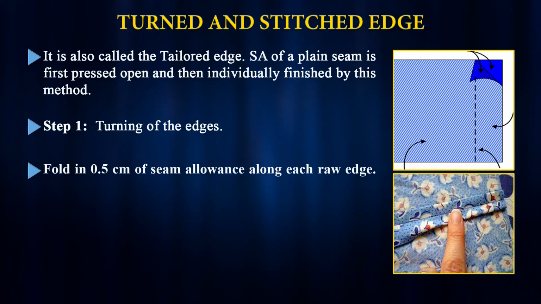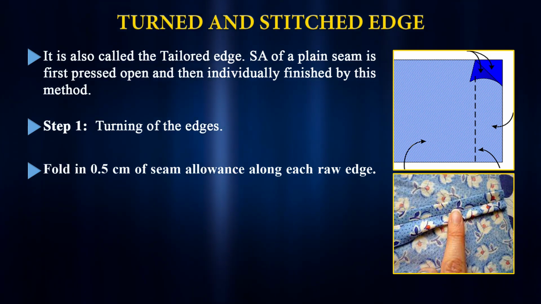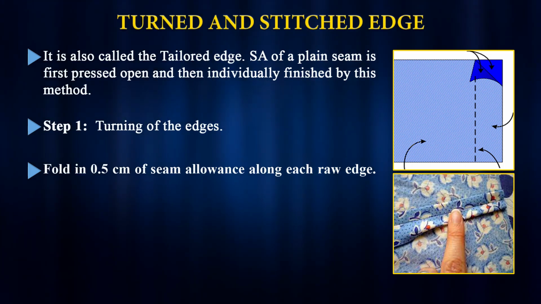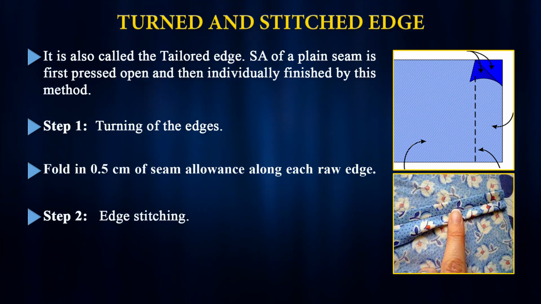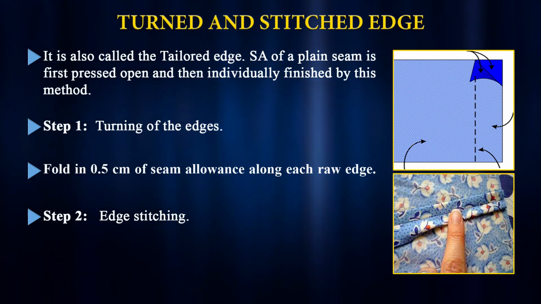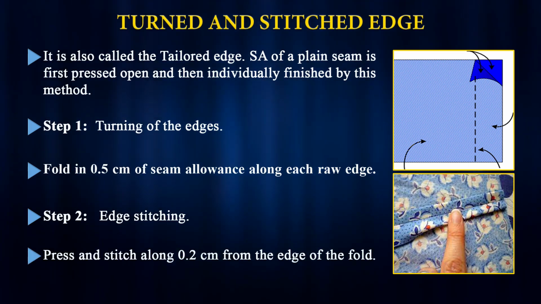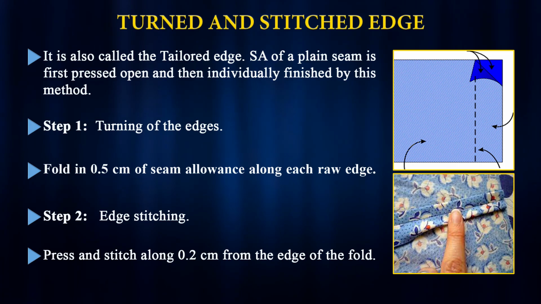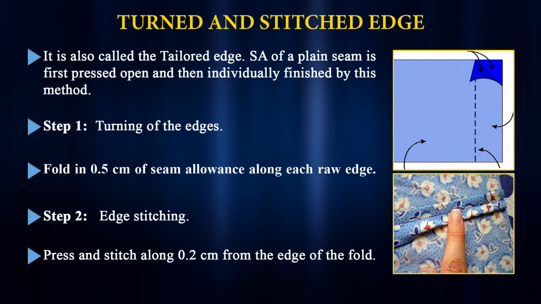So we fold the seam allowance, what we have left of the seam allowance, we just turn it and fold it, and edge stitching is done. What we do, we just fold it and do the edge stitching. Then press and stitch along 0.2 centimeter of the edge of the fold. Like if we have 0.5 centimeter of seam allowance left on the edges, we stitch 0.2 centimeter of the edge, we fold and we do stitching of that particular edge.